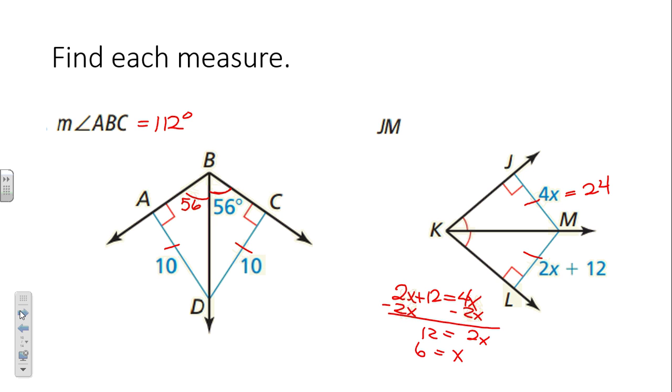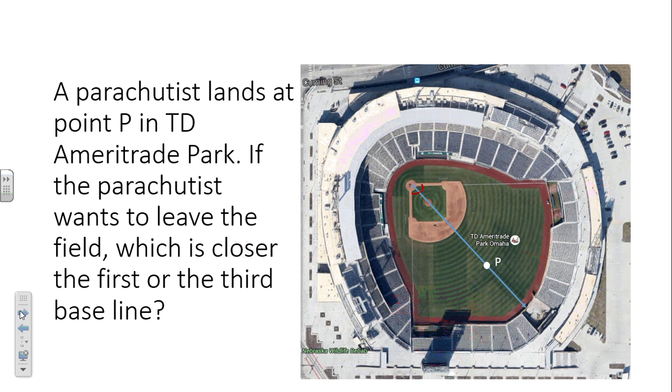Okay. Everybody good? Okay. Then parachutist lands at TD Ameritrade Park. Okay. So he drops down out of the sky, lands right here. And now they're done, and he needs to walk to the sideline, right? He wants to walk to one of the foul lines, either the first baseline or the third baseline to get off the field. Which way should he go? First or third?